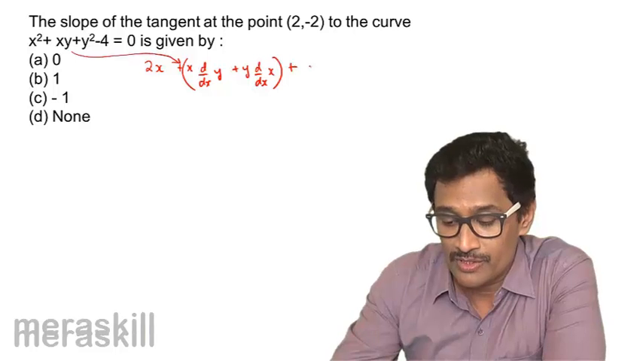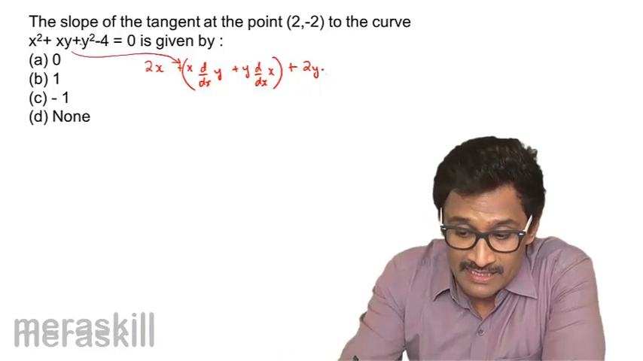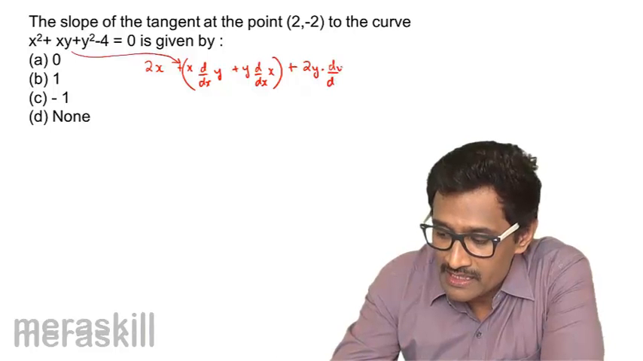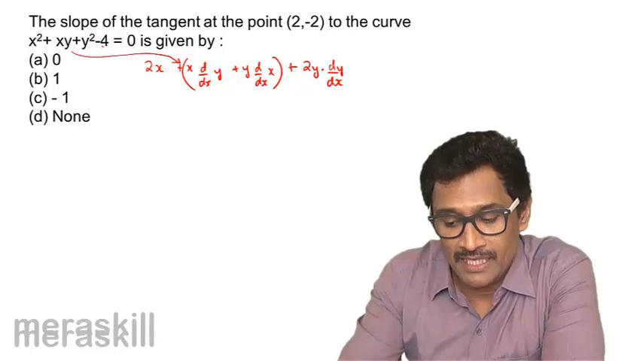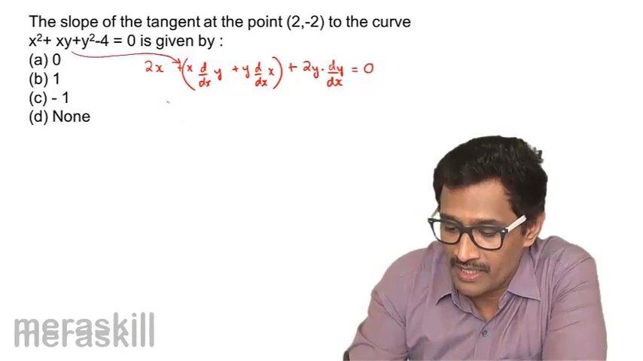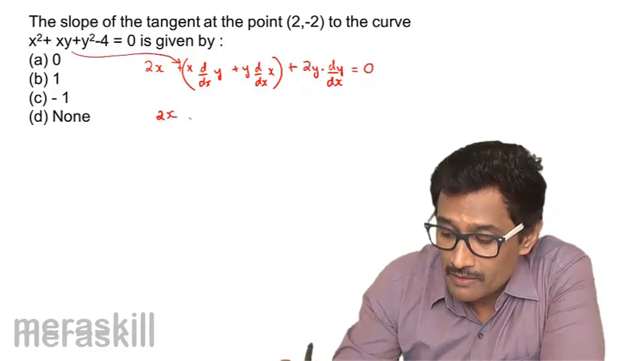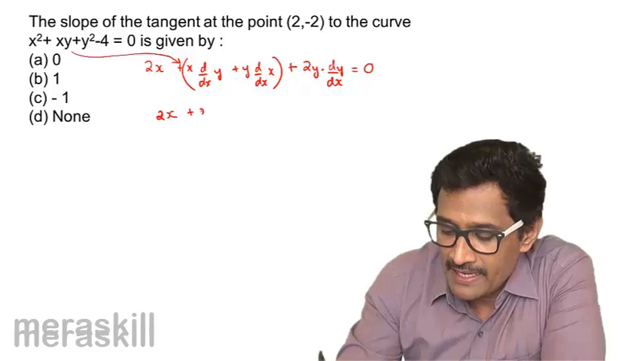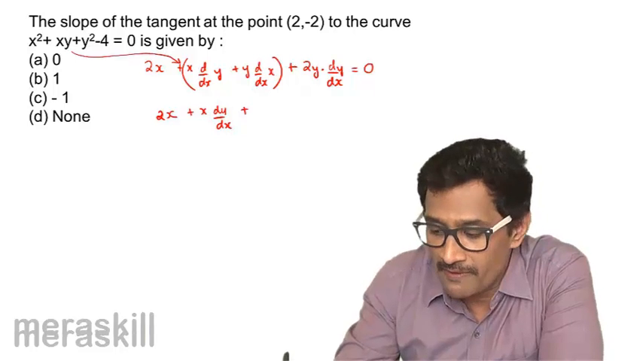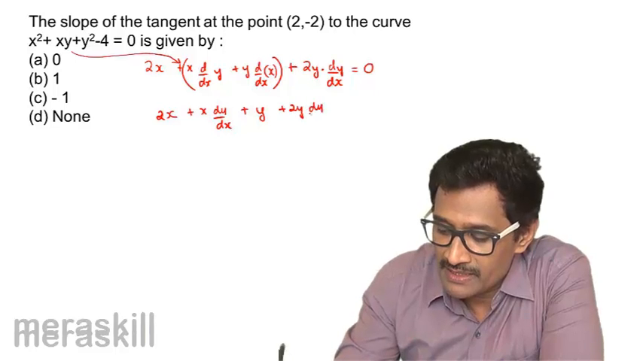Plus y square, so it's going to be first ny raised to n minus 1, 2 minus 1. Then, since there is a function within a function, we do d by dx of y, that is dy by dx. Then minus 4, the slope is 0, the derivative of a constant is 0. So hence we get this. So we have 2x, plus x into dy by dx, plus y into d by dx of x which is 1 itself, plus y itself, plus 2y dy by dx.